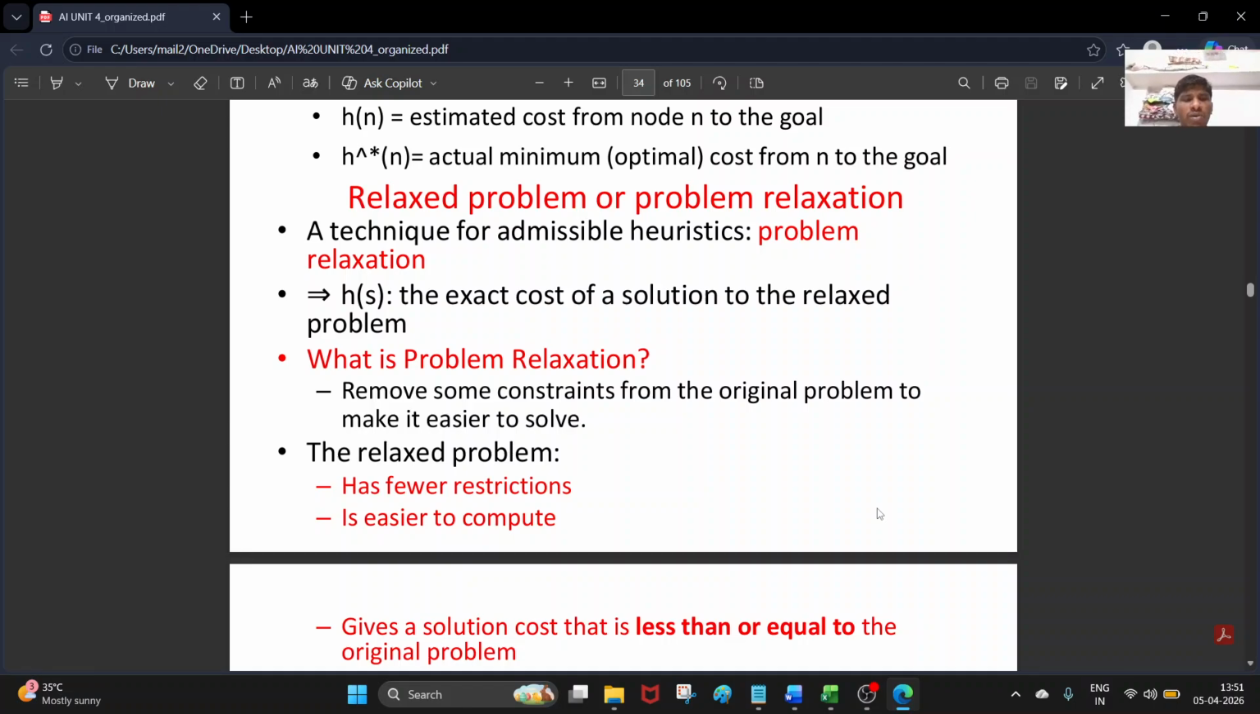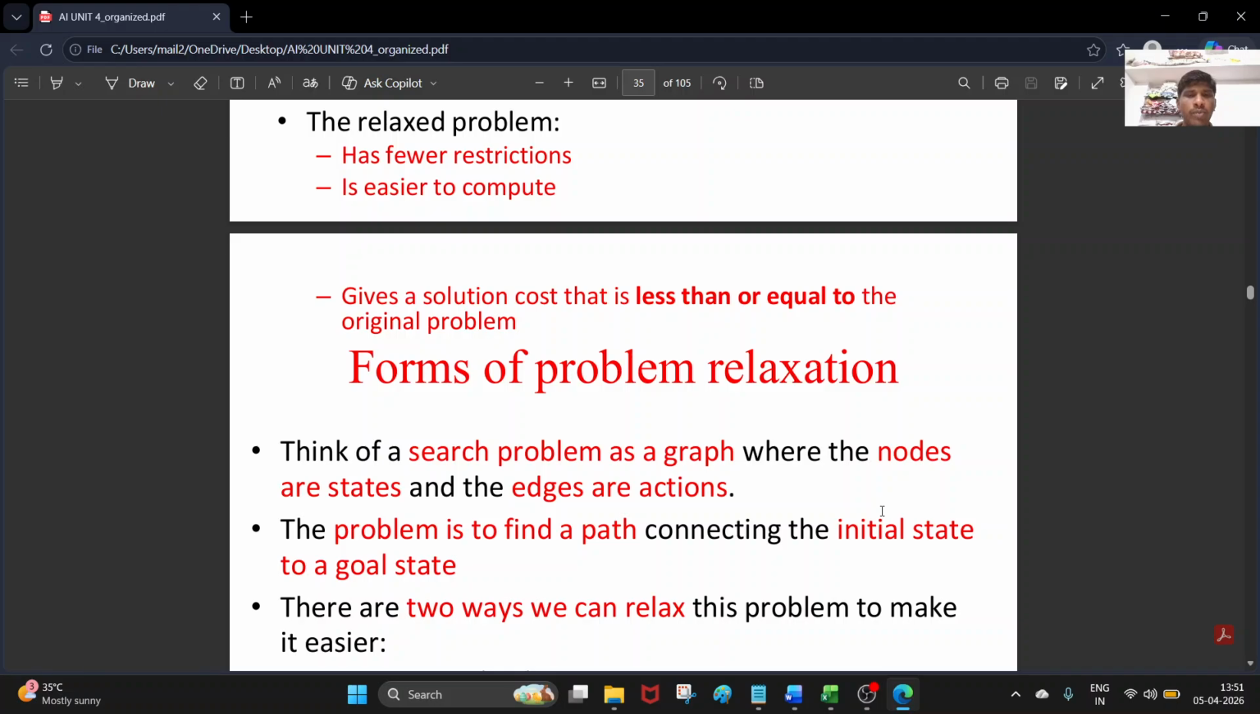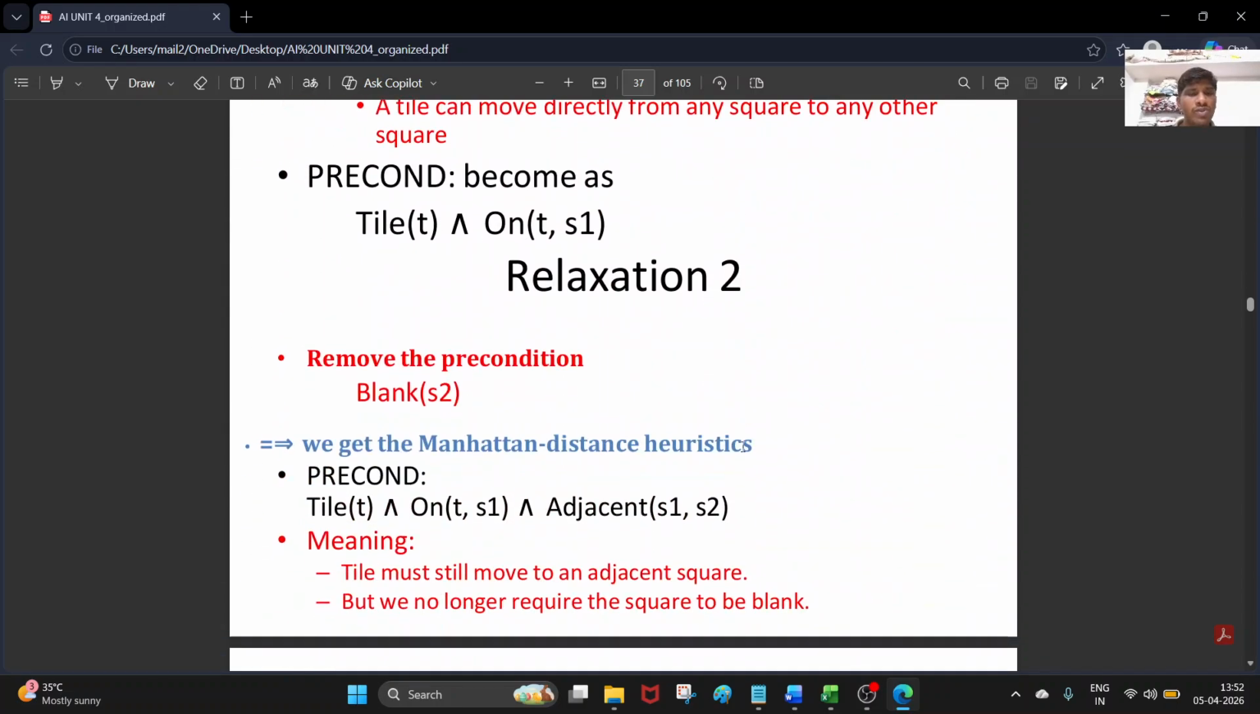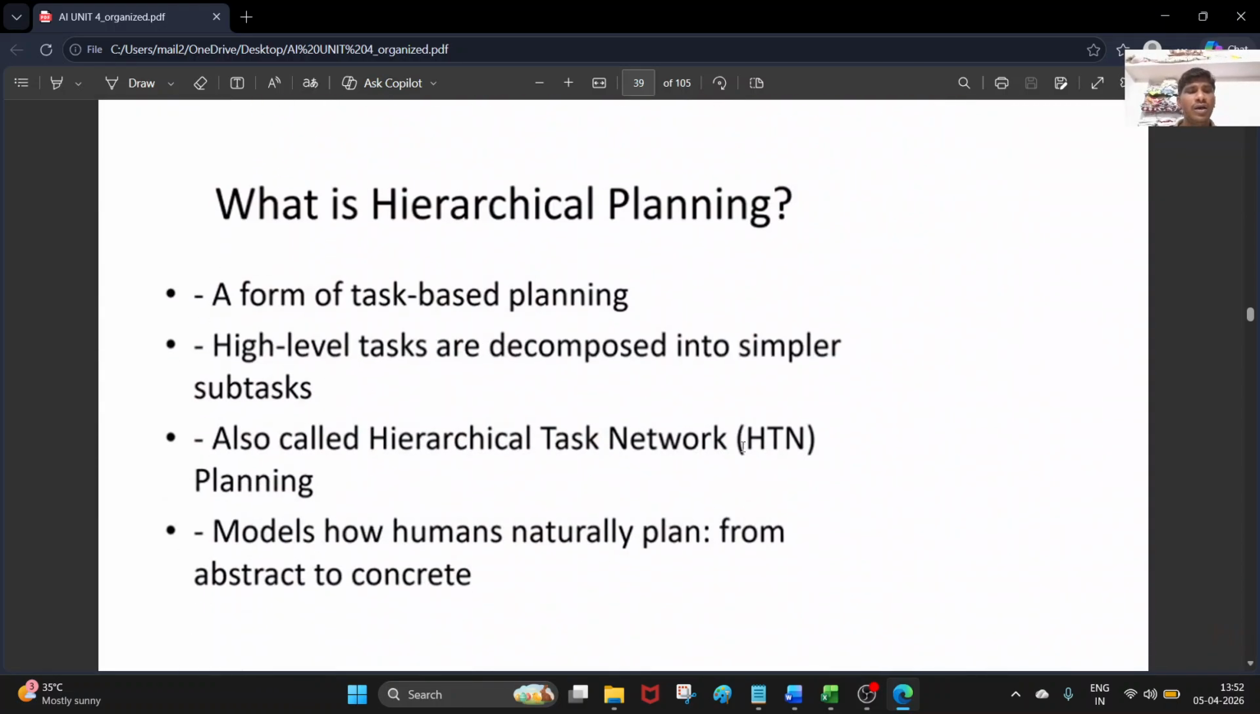In problem relaxation, we remove some constraints from the original problem to make the problem easier to solve. A relaxed problem has fewer restrictions, is easier to compute, and gives a solution cost that is less than or equal to that of the original problem. So in a relaxation problem, you relax certain conditions, which leads to solving the problem in an effective way so that we can easily solve it. So this is regarding heuristic planning.